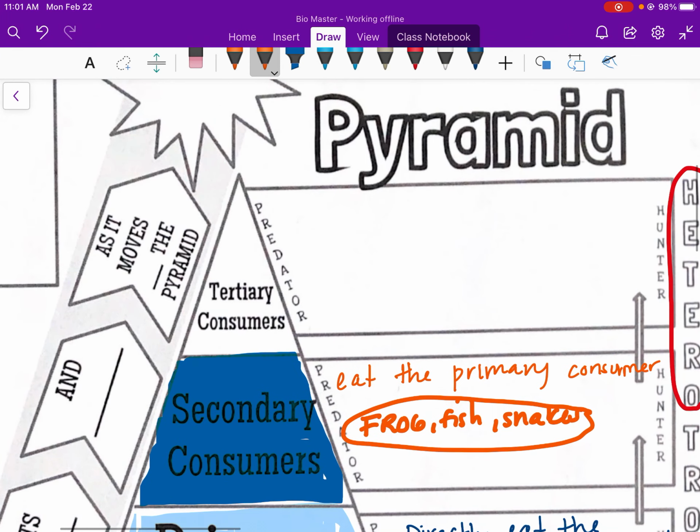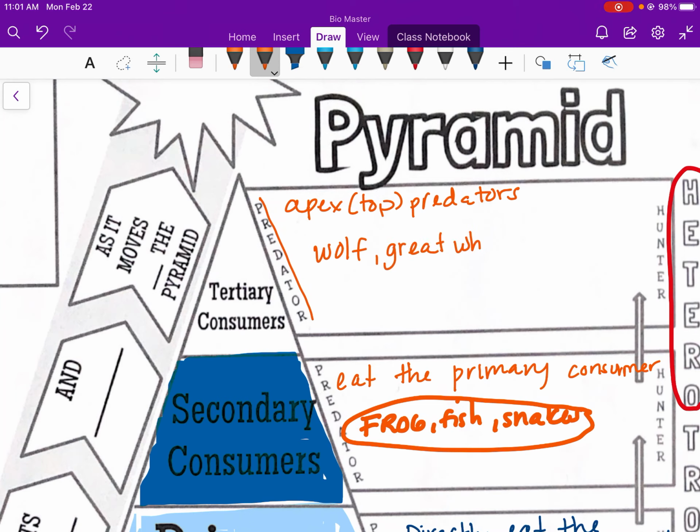And last but not least, we have our tertiary, which means third. So our third level consumers are our big time predators. So these are our apex predators. We've talked about a few of these so far, but things like the wolf, great white shark. They could be things like eagles, hawks. They're carnivores.